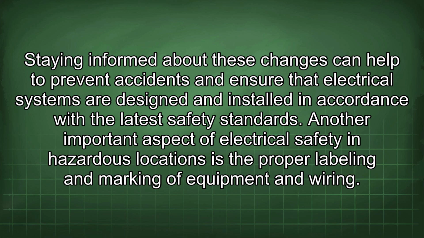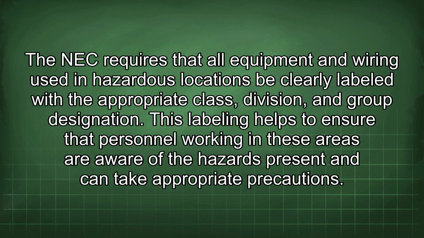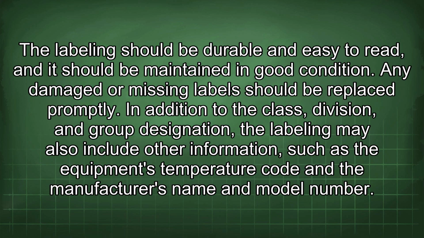Another important aspect of electrical safety in hazardous locations is the proper labeling and marking of equipment and wiring. The NEC requires that all equipment and wiring used in hazardous locations be clearly labeled with the appropriate class, division, and group designation. This labeling helps to ensure that personnel working in these areas are aware of the hazards present and can take appropriate precautions. The labeling should be durable and easy to read, and it should be maintained in good condition. Any damaged or missing label should be replaced promptly.